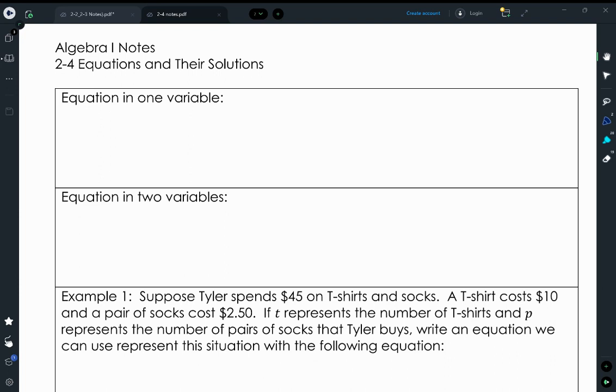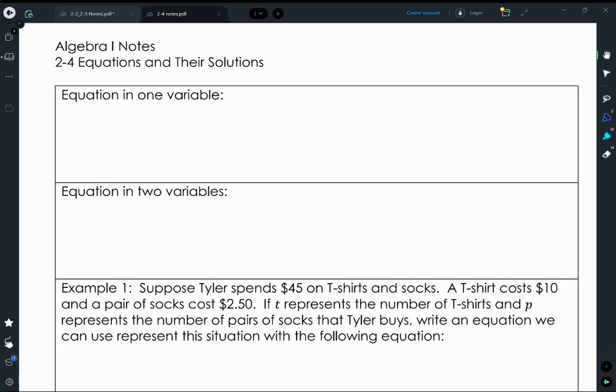Hello class, these are our notes for section 2-4 for Algebra 1, equations and their solutions. So we're going to start out by talking about what it looks like to have an equation in one variable.